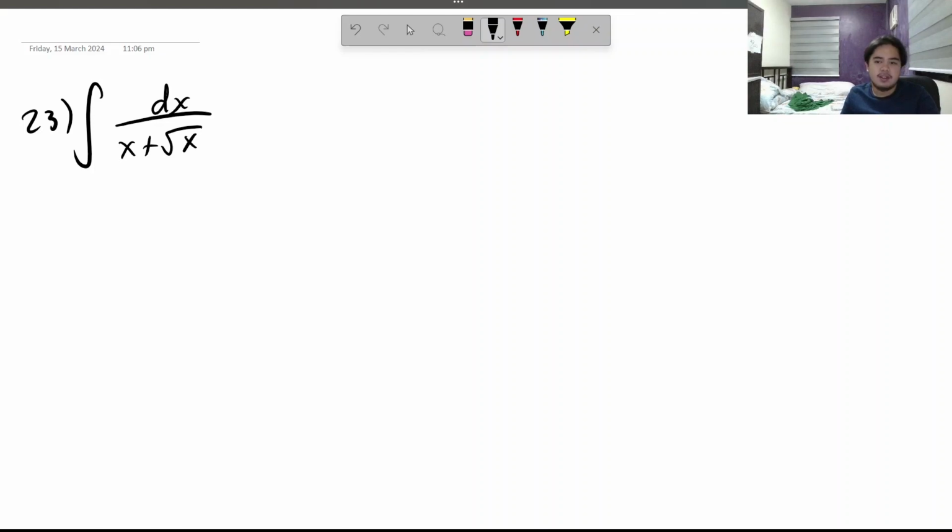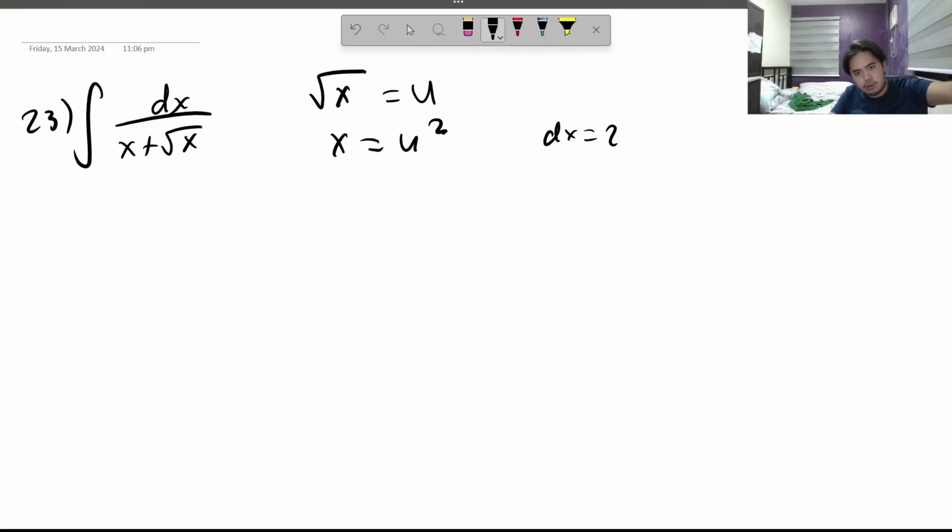Alright. What can we do here? That square root of x is bothering me again. This is another fraction. I hate the square root. Anyway, so we can use square root of x as the u here. What does that entail? x equals u squared now, right? So dx is equal to 2u du.